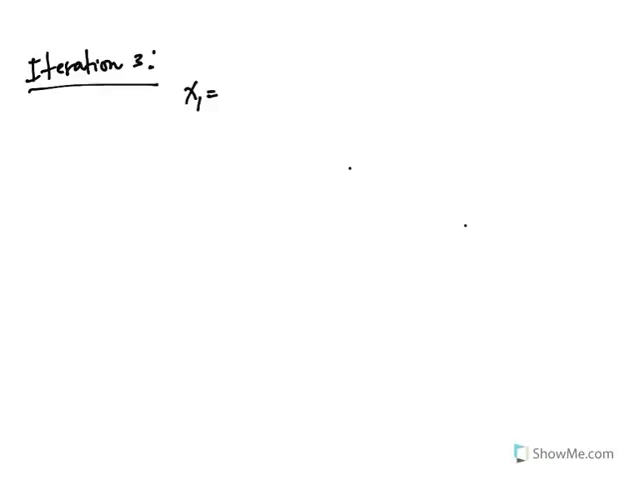So, for x1, you will be getting 0.919191174. For x2, we will be getting 0.3283839. And then for x3, we get negative 0.41587. So those are the values after a third iteration ng Jacobi method.